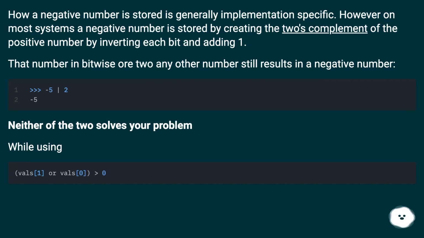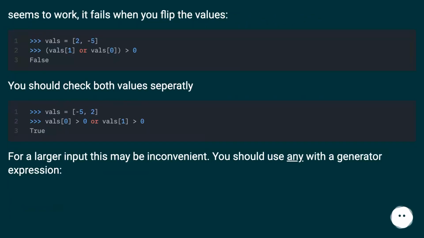Neither of the two solves your problem. While using | seems to work, it fails when you flip the values. You should check both values separately. For a larger input this may be inconvenient. You should use any with a generator expression.